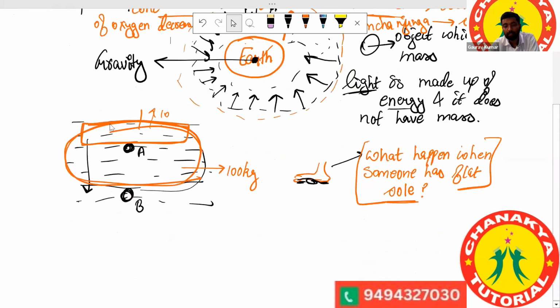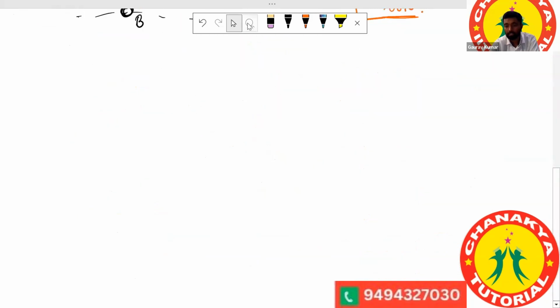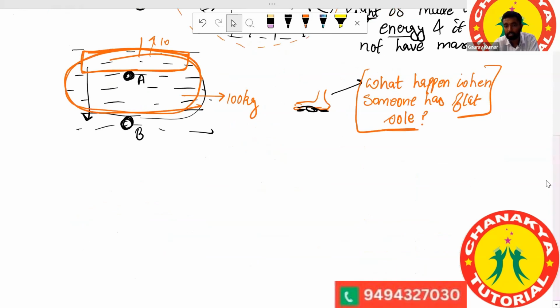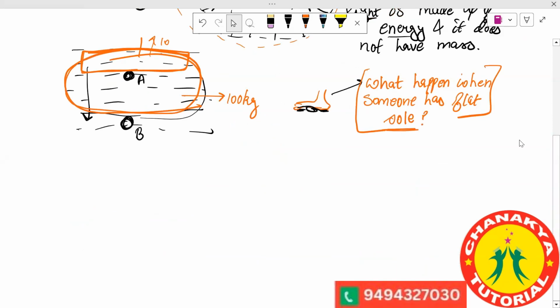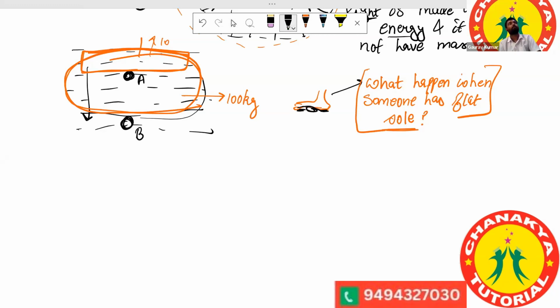So initially I was telling about the particle concept, how gravity is able to affect light. Light is energy. It is not made of matter, so gravity does not matter. Yes, yes. So I was telling about how we see different colors of the sun.